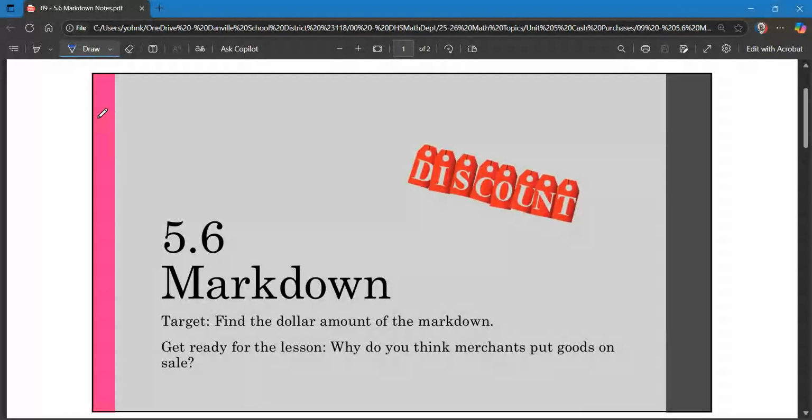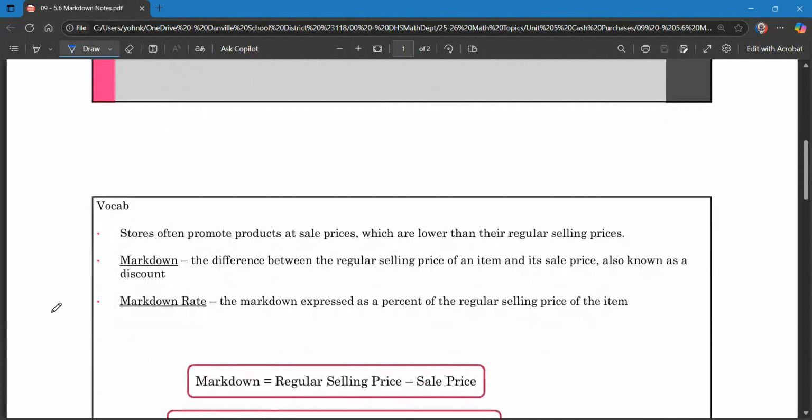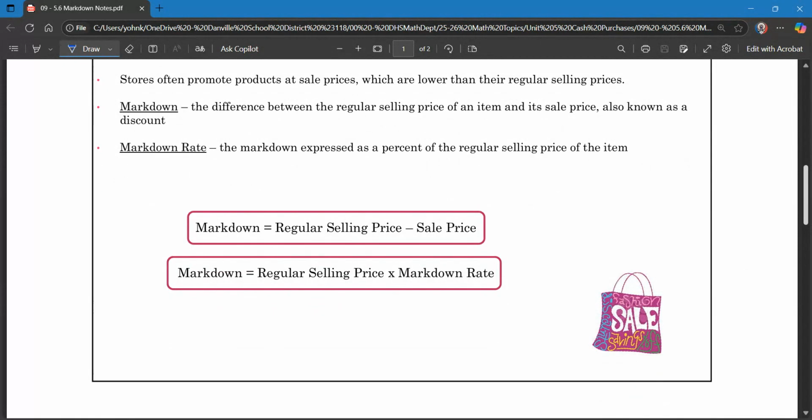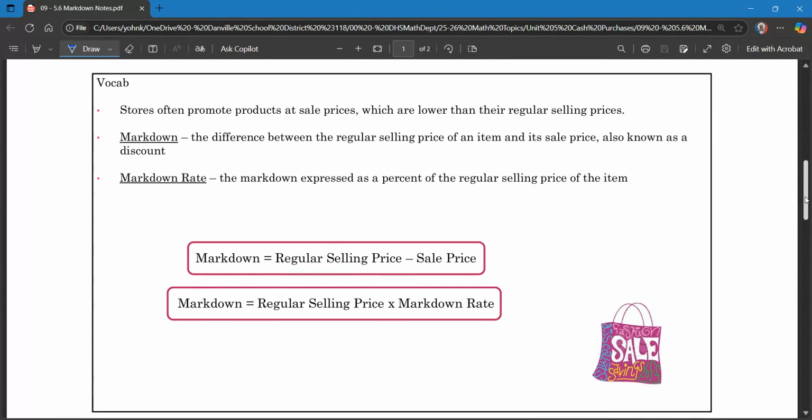So I want to ask you a question. Why do you think merchants put goods on sale? Why do you think you walk into the grocery store and all the soda is for sale? Oh, guess what? It's the summer when people have parties and they're outside and they drink lots of soda. So they say, let's lower the price so it's cheaper so people buy more of it. Or sometimes there's so much of a certain type of product in a store that to get rid of it, they put it on sale.